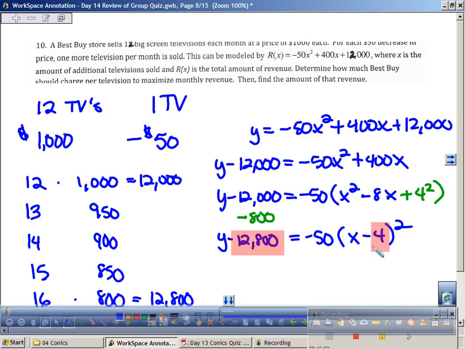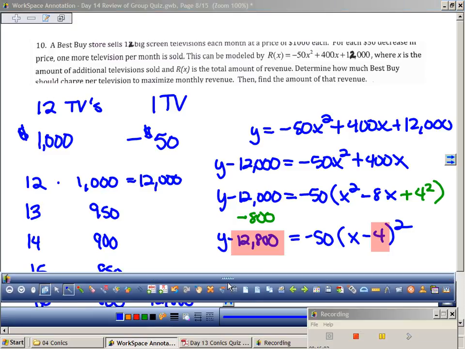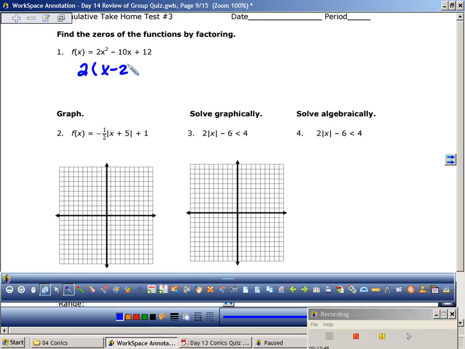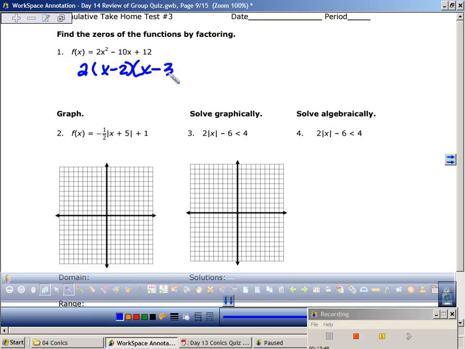Okay? All right, I'm going to pass back your cumulative now really quickly, and I'm going to give you all the answers to that. Let me go ahead and pause this and back it up. All right, so number 1, you should have factored that and said that x equals 2, x equals 3.